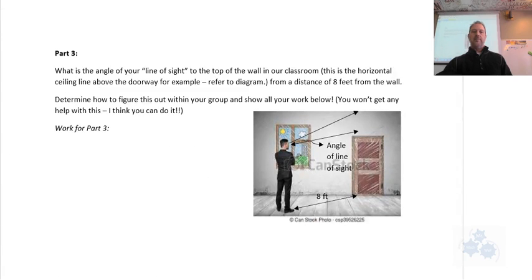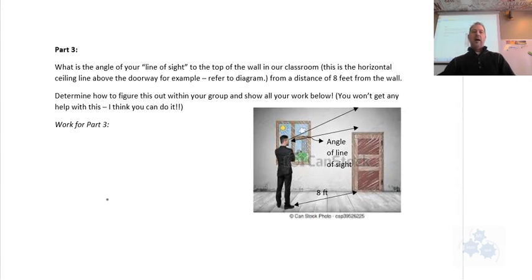The third part is this. Now this one's going to be a little bit tricky. I don't want to give you too much direction on this. I want you to try and figure this out. But I want you to find the angle of your line of sight. Now the line of sight is from your eyeballs to whatever it is you're looking at. Okay, that's the line of sight, whatever you're looking at.